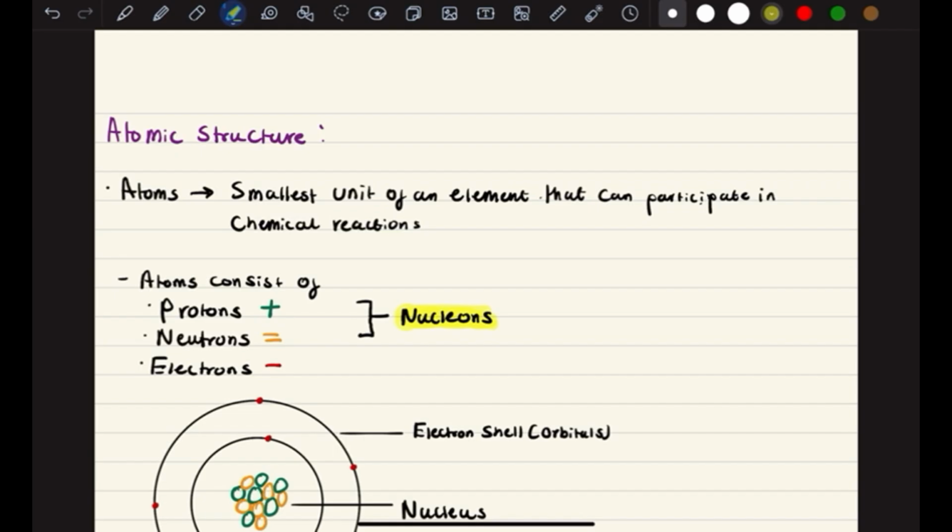Now, in your atom, we're going to have these subatomic particles: your proton, your neutron, and your electron. We've got it here as protons plus, they're positively charged, neutrons are neutral, so that's the equals, and the electrons are negative, so they have a negative charge. You see that I've also said nucleons, so I've singled out the protons and the neutrons, and I call them nucleons. That just means that they always exist inside of the nucleus.